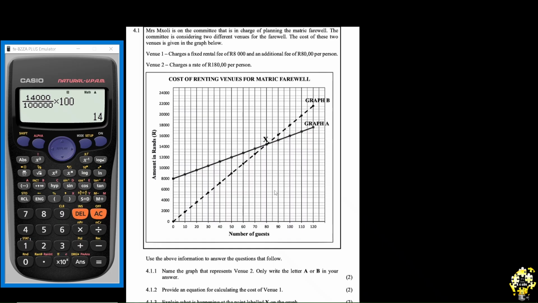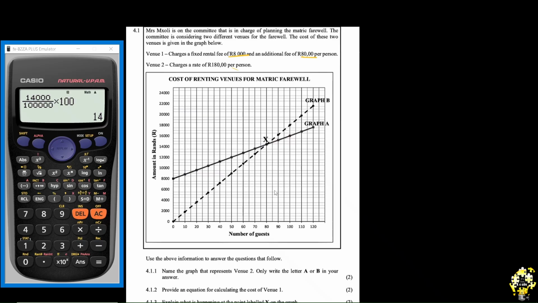Now you have Mrs. Mkoli, who is on the committee that is in charge of planning the matric farewell. The committee is considering 2 different venues for the farewell. The cost of these 2 venues is given in the graph below. As you can tell, the graph below is giving us the venues. So there's venue 1, venue 2. Venue 1 has a fixed cost of 8,000 and then an additional 80 rand per person. So for venue 1, we don't care how many people you are bringing. We just need you to pay 8,000. Let's start there. Yes, you can bring 1, it's fine, but we need our 8,000.